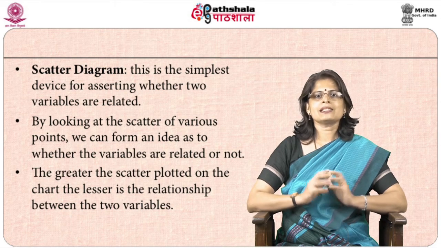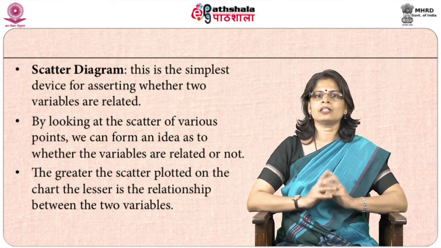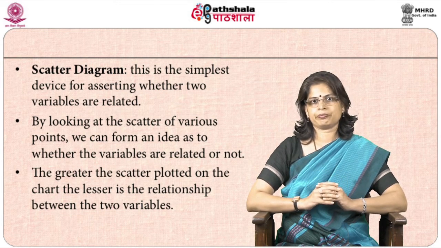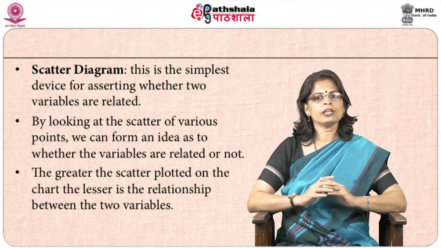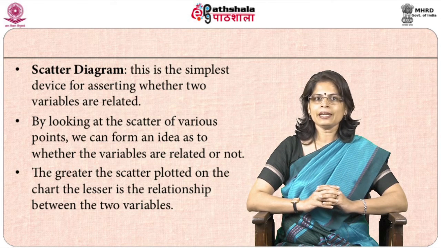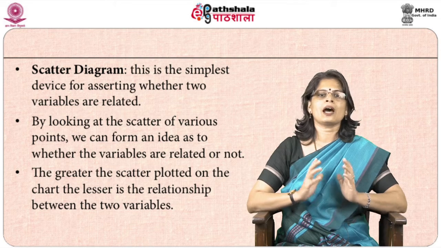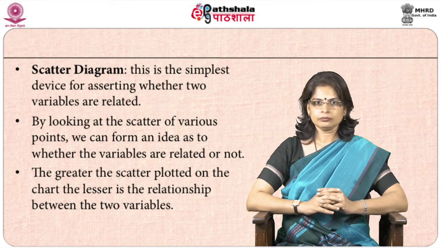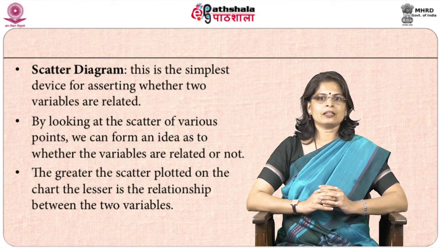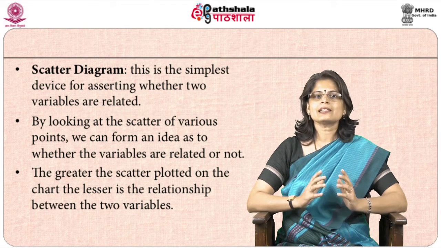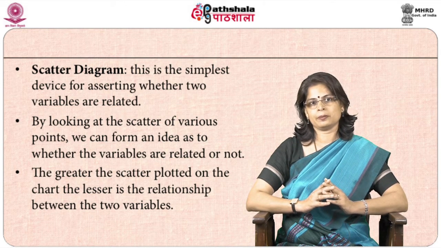Scatter diagram is the simplest device for ascertaining whether the two variables are related. By looking at the scatter of various points, we can form an idea as to whether the variables are related or not. The greater the scatter plotted on the chart, the lesser is the relationship between the two variables.